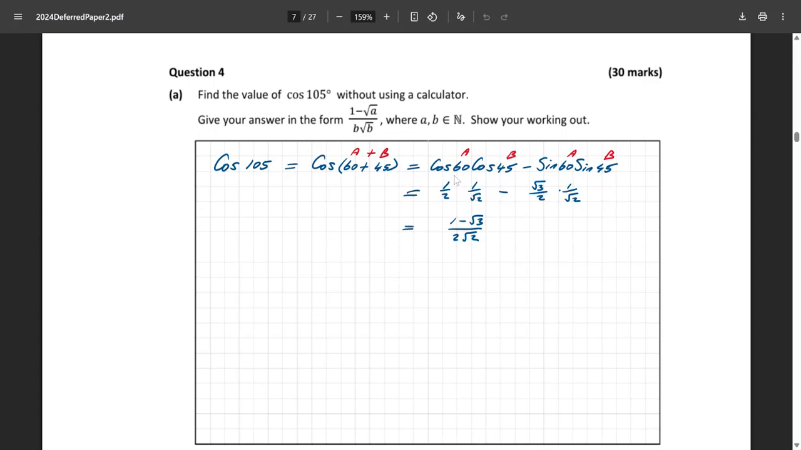Cos 60, so this is without using a calculator. In other words, we're using the tables. Cos 60 is a half, cos 45 is 1 over root 2, etc. Fill in those 4 values. And then just tidy up. It's the same common denominator, 2 root 2, and it's just 1 minus root 3, and there's your answer. That's the way that we're supposed to write it, just like this: 1 minus root something over something root something.